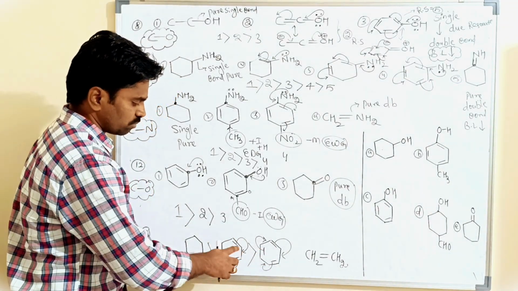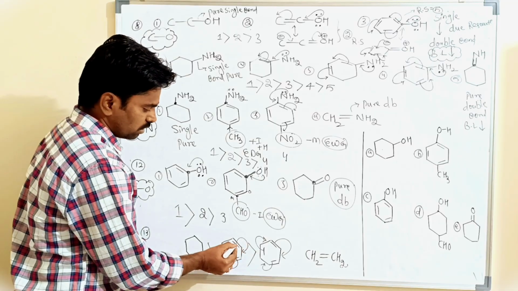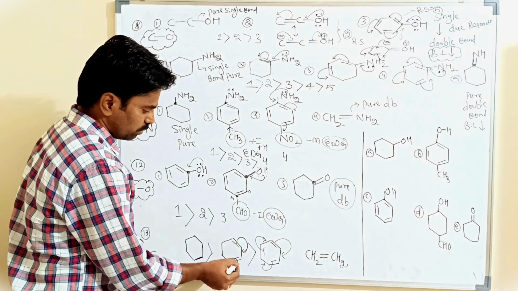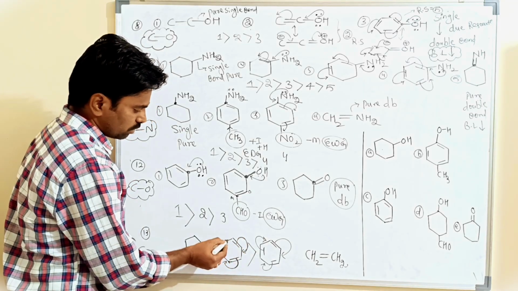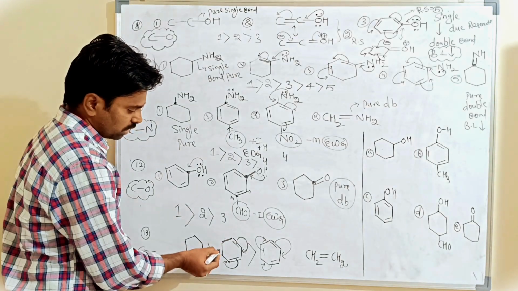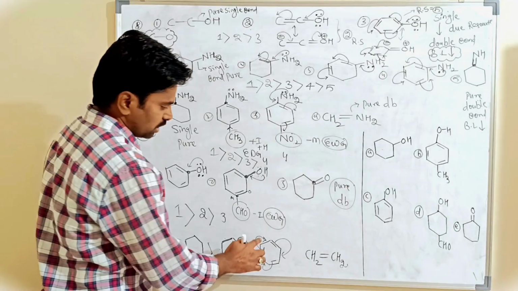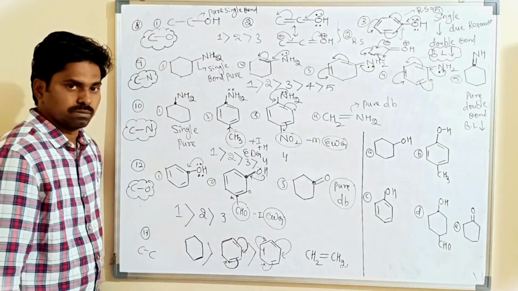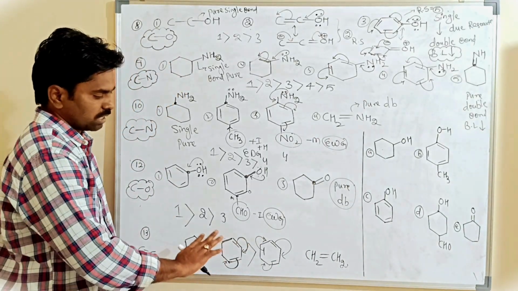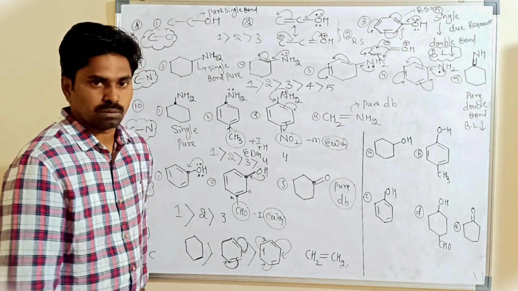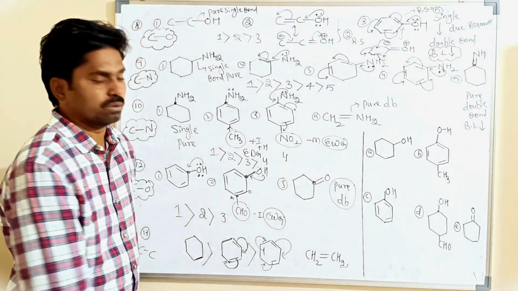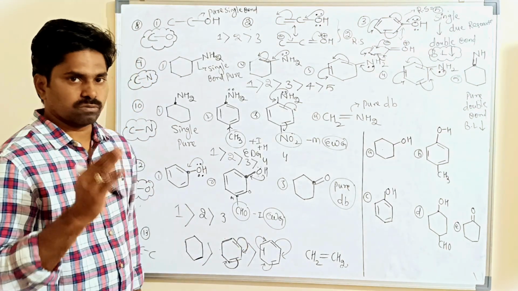Here the resonance is possible only like this: this single bond becomes a double bond and this single bond becomes a double bond, but not here, where there is only a single bond and a single bond. But here, all the single bonds will be converted into double bonds. So where single bonds become double bonds by the resonating structures, the bond length is very small.